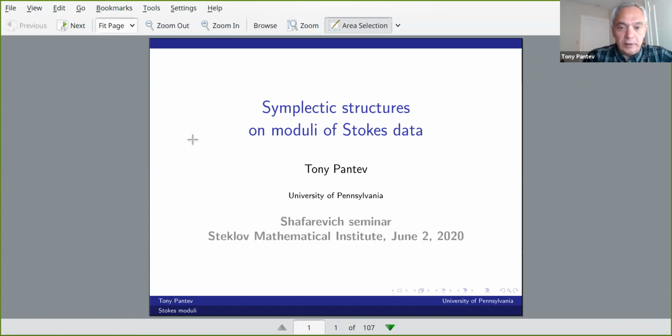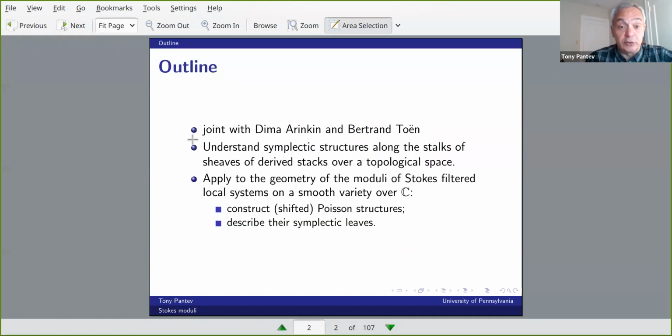Yeah, so let me just say what this is about. First of all, it's joint work with Dima Rinkinen and Bertrand Toen. And it's really about a general framework that we wanted to develop that will allow one to understand symplectic structures in the relative situations. So we want to look at families of derived stacks, or sheaves of derived stacks, over a topological space. And we want to understand what it would mean to have a symplectic structure specified along the fibers and how to construct those.